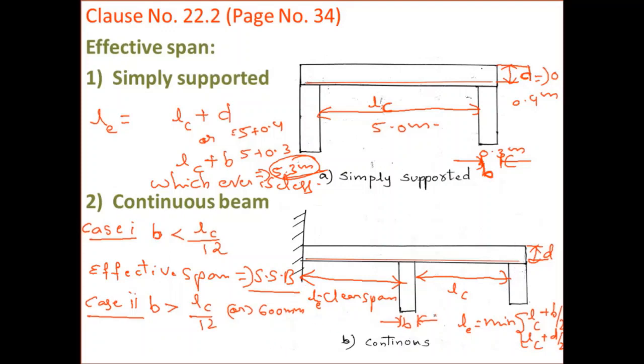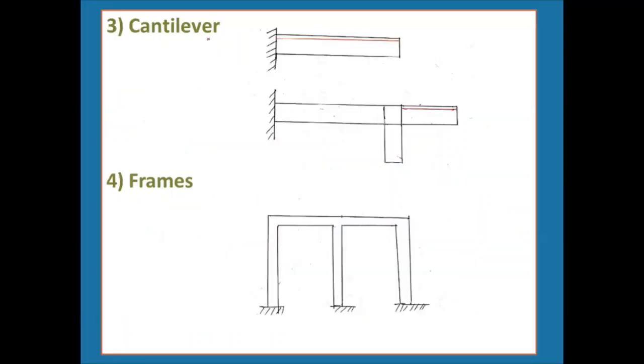Like that we have to calculate if one of the supports is continuous and another support is discontinuous but freely placed. That means we are freely placing it here. There is no fixed support. Then the next one is the cantilever.